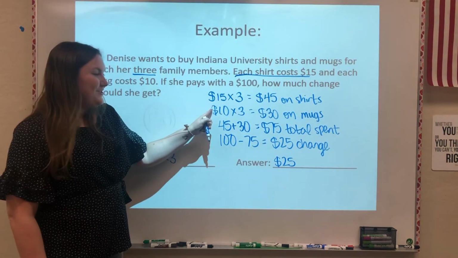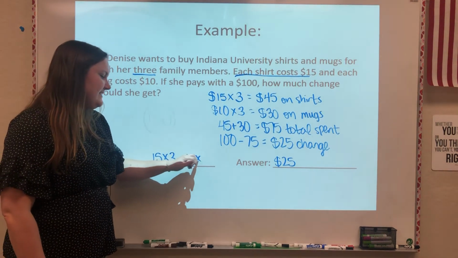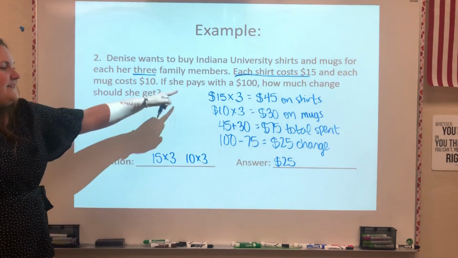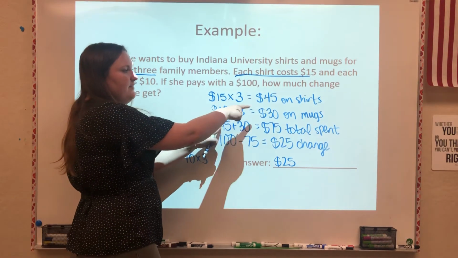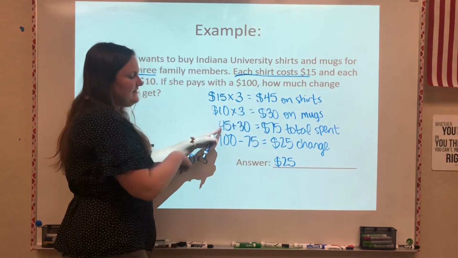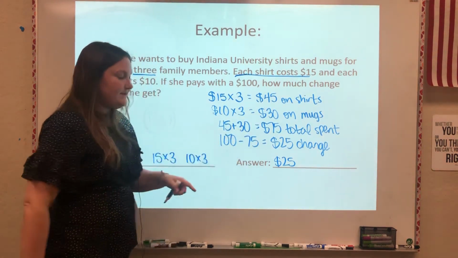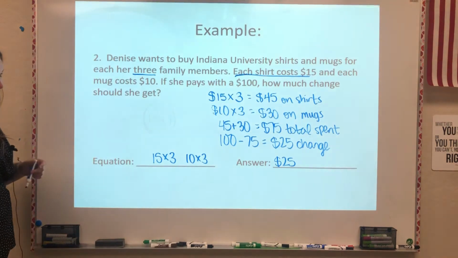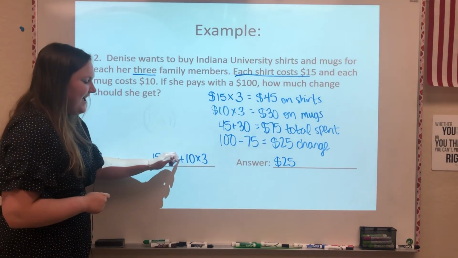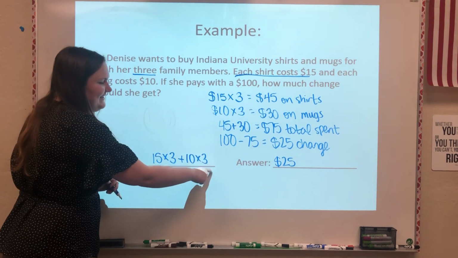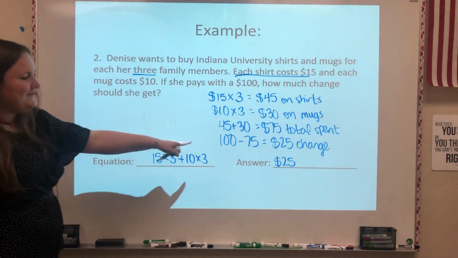Another part of my equation is going to say 10 times 3 for the mugs. So I'm just going to put it over here, 10 times 3. Now this next step here, what was I doing? Well, I was adding the total amount of money spent on shirts plus the total amount of money spent on mugs. So in my equation here, I'm taking the amount of money spent on shirts and adding the amount of money spent on mugs.